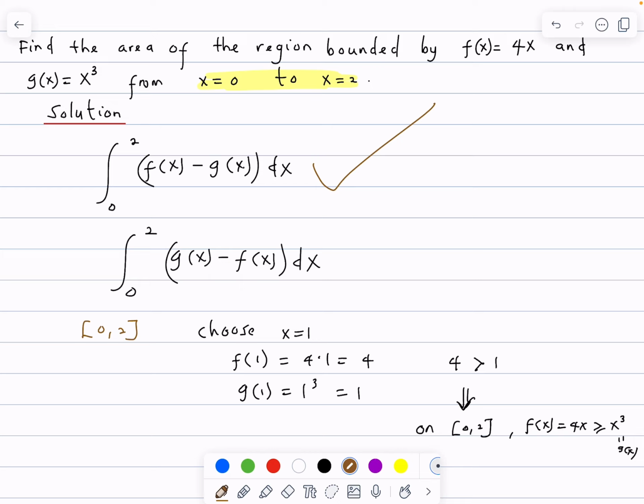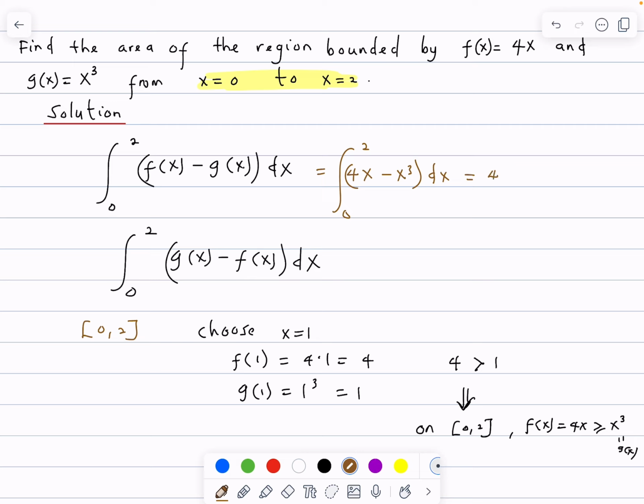So the area is equal to the integral from 0 to 2 of 4x minus x cubed dx. If you perform the process of integration, to integrate 4x you just add 1 to the power, 1 plus 1, and then divide by 2.